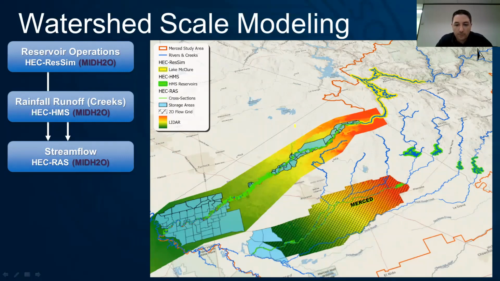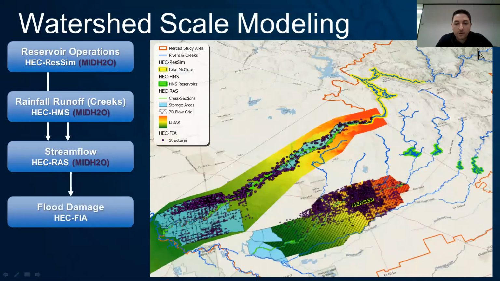Try to make sure our extents went far enough out to really capture those potentially large future climate change flows. For our creeks model, we're a little bit more limited there. We are able to get a couple of the creeks, but there was just a limit to what information we had available. But we do still have the city of Merced, which we think is kind of the important part to at least have, because then we can look at flood damages.